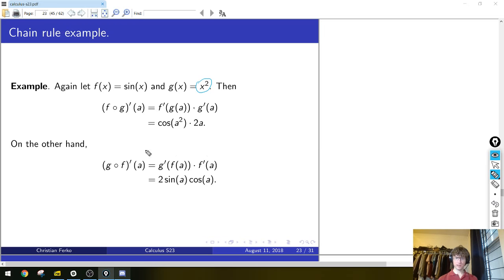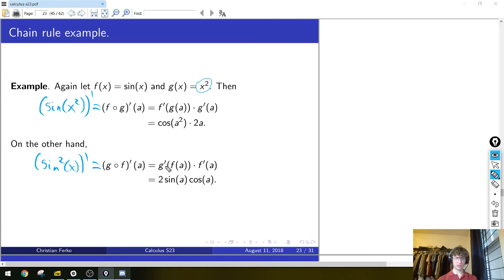Let's go in the other order. What if we instead differentiated the function g composed with f? So let me just write what function we just took the derivative of. Up here, f composed with g was sine of x squared. So if you take the derivative of that function, you get cosine of a squared times 2a. Now we're going to differentiate a different function, which is sine squared of x. That's what we're differentiating now.